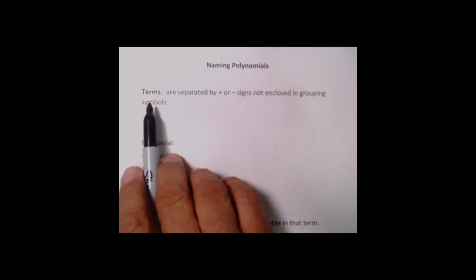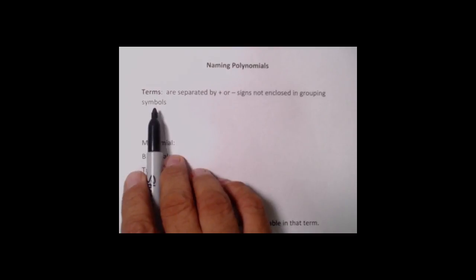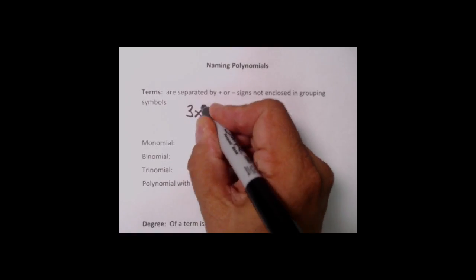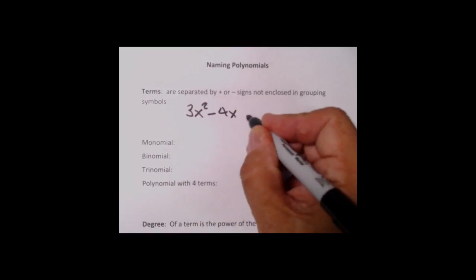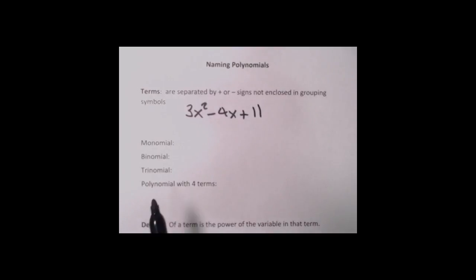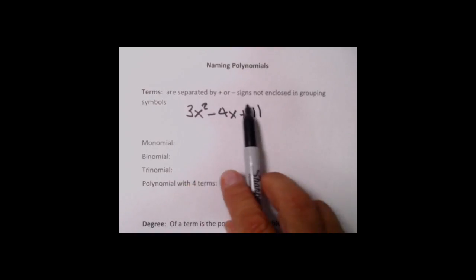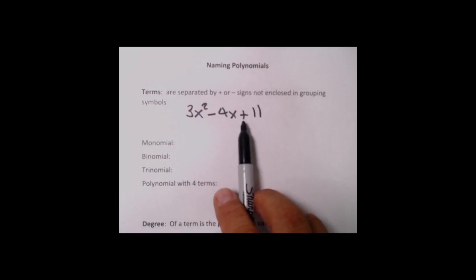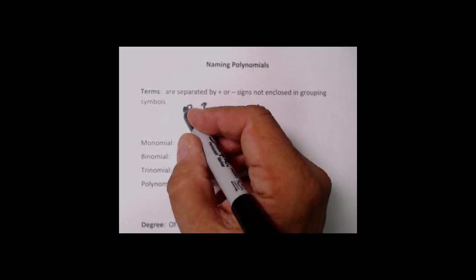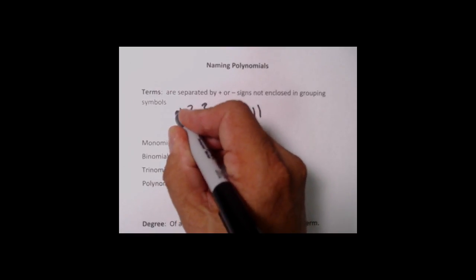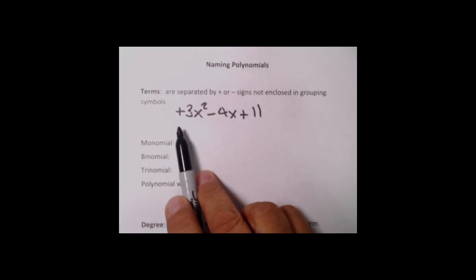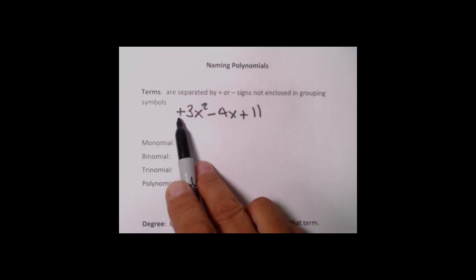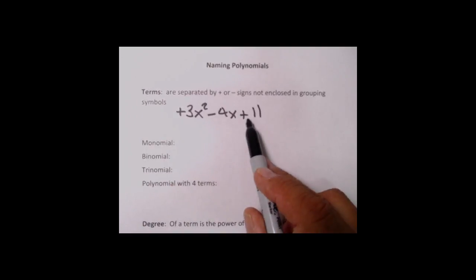First thing we need to do is make sure we remember what terms are, because polynomials are made out of terms. We might have something like 3x squared minus 4x plus 11. Notice there are no grouping symbols here, so that means the minus and the plus count as separators. Now, there is officially a plus in front of this 3. Remember, the leading term, if you don't see a sign, you assume it to be plus, but there's nothing in front of it to separate it from. So the ones that are really separating things are these other guys.